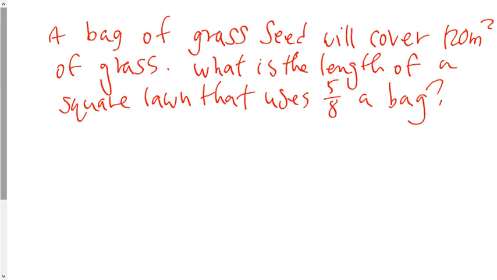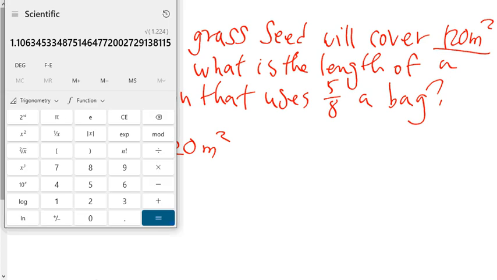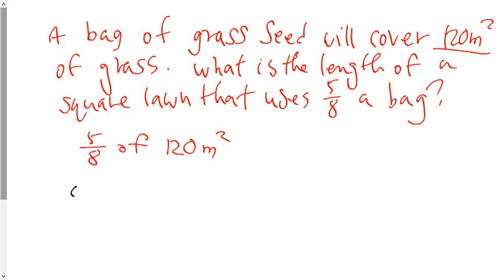Okay, a bag of grass seeds is your last question. A bag will cover 120 square meters of grass. What is the length of a square lawn that will use 5/8 of a bag? So since a full bag covers this much, I need to know first how much area 5/8 of a bag will cover. So 5/8 of 120 square meters is what I'm really looking for. Since I don't like fractions and fractions don't like me, I can change 5/8 to a decimal. 5 divided by 8 is 0.625, times 120. Significantly easier to do it that way.